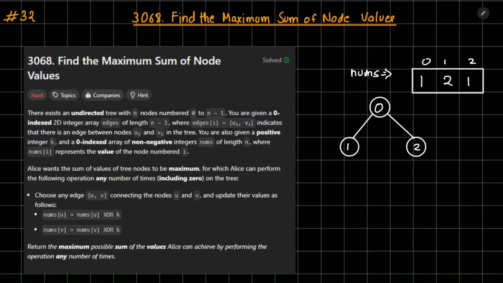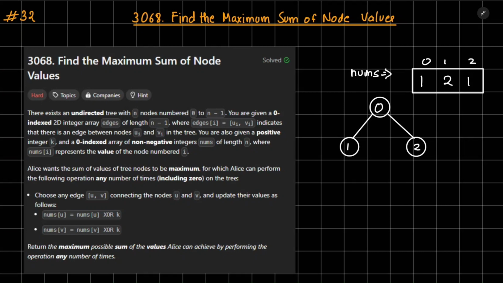In today's problem of the day, we are given an undirected tree of n nodes labeled 0 to n minus 1. You are given a 0 indexed array edges. All these edges, and the vertices that the edges exist in between, are redundant. We don't need them to solve this problem and we won't even be making the adjacency list.